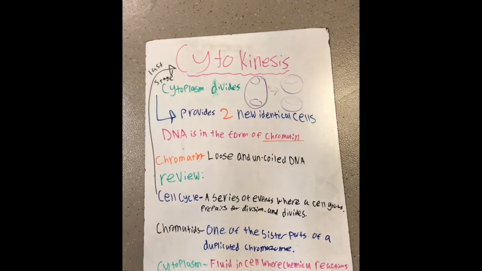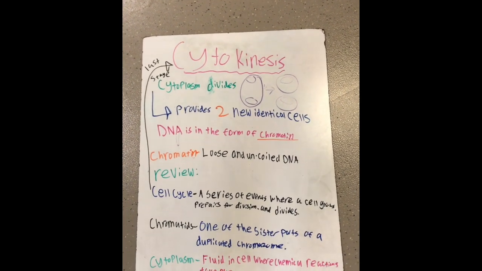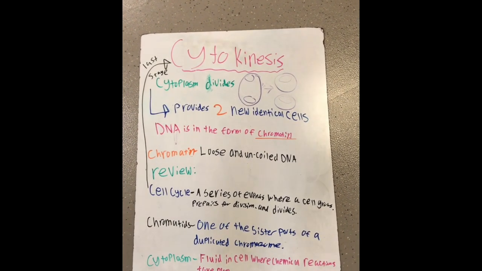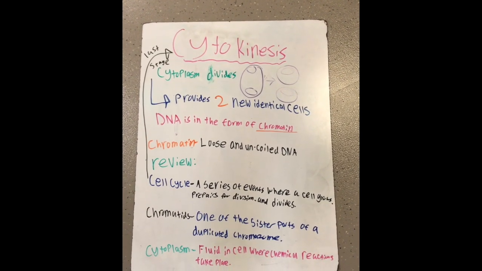A quick review: the cell cycle is a series of events where a cell grows, prepares for division, and divides. Chromatids are one of the sister parts of a duplicated chromosome, and the cytoplasm is the fluid in the cell where chemical reactions take place.